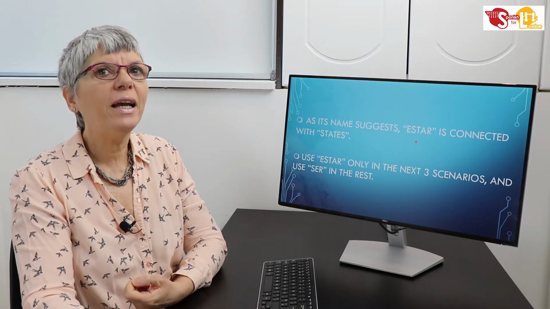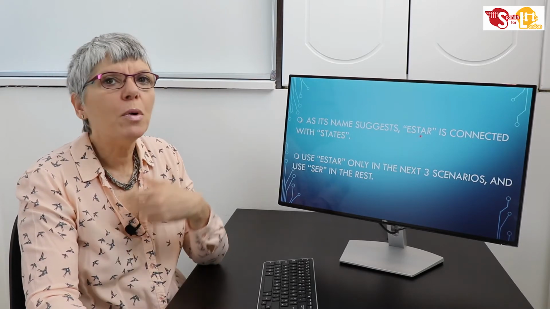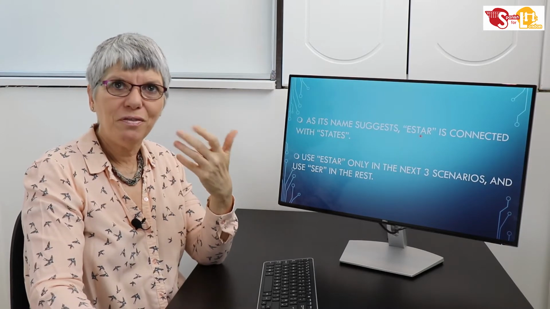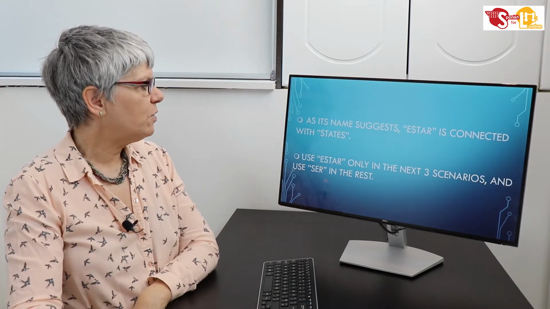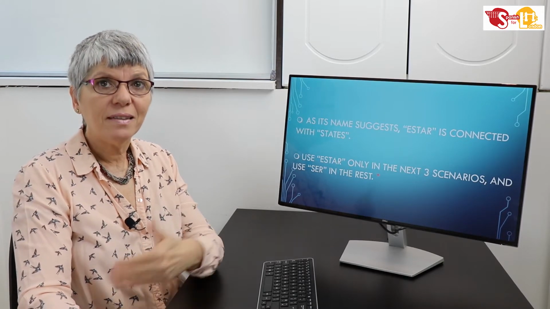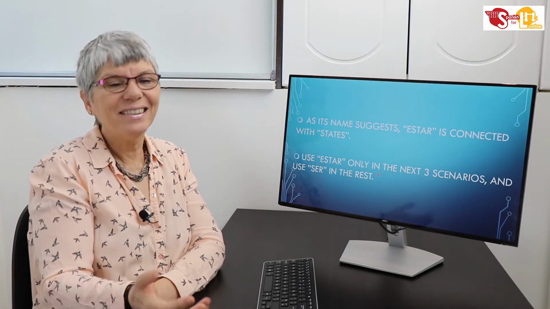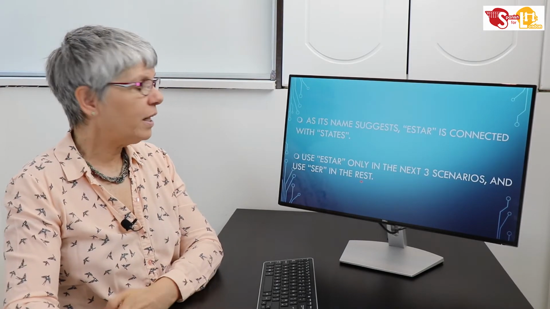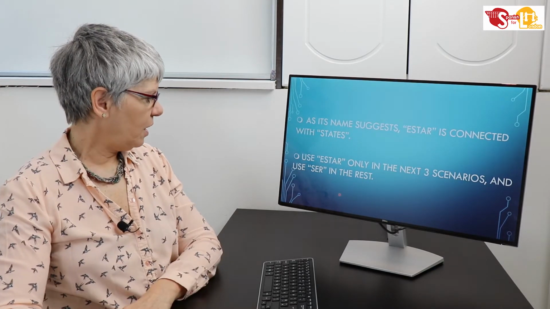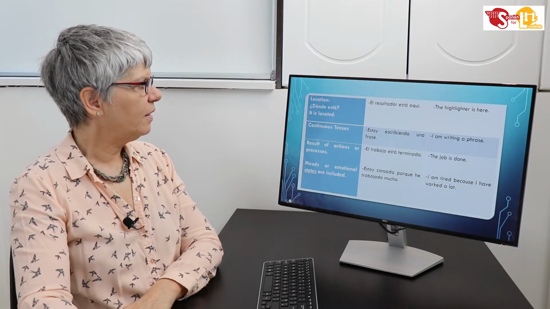For example, where am I? Is a state, or an emotional state. I am happy, estoy feliz, etc. So use estar only in the next three scenarios that I will show you now and use ser in the rest. So basically we have to use estar in three different scenarios, as you can see here.